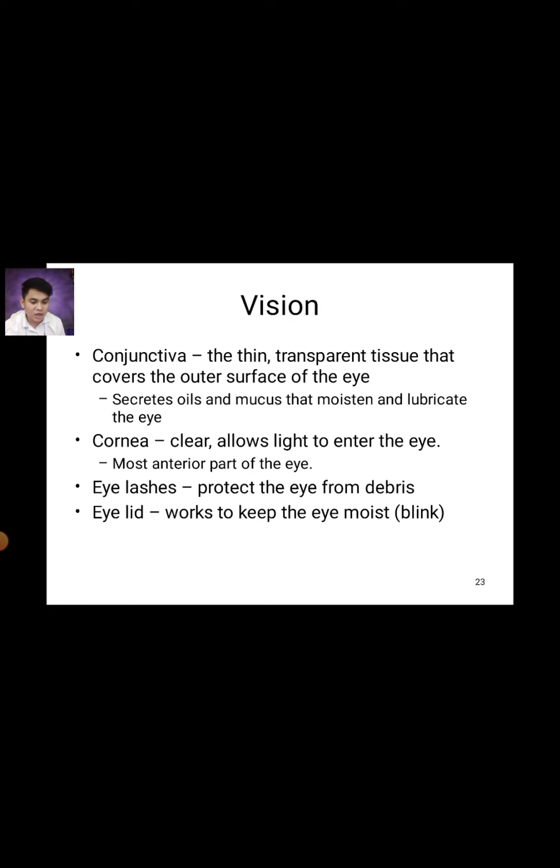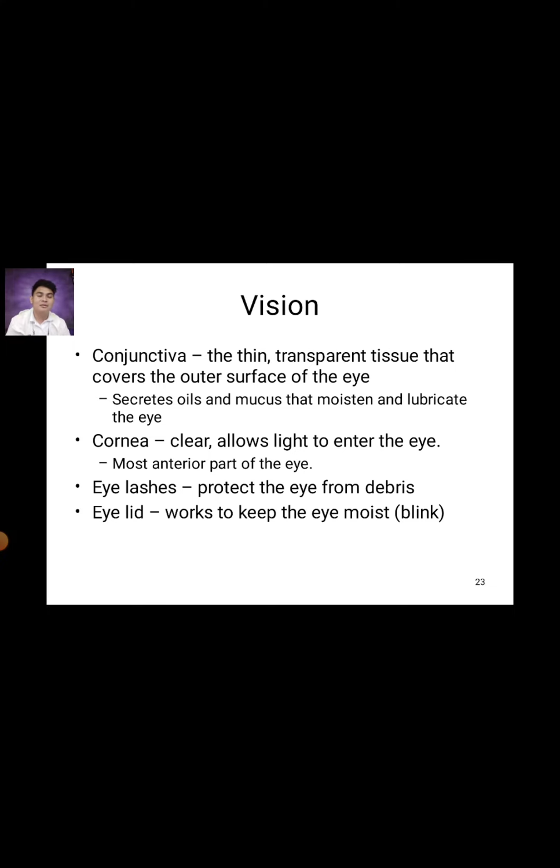Vision. Conjunctiva, the thin transparent tissue that covers the outer surface of the eye, secretes oils and mucus that moisten and lubricate the eye. Cornea, clear, allows the light to enter the eye. Yan po yung cornea. Eyelashes, yan, mga eyelashes natin, protect the eye from debris. Eyelid works to keep the eye moist.